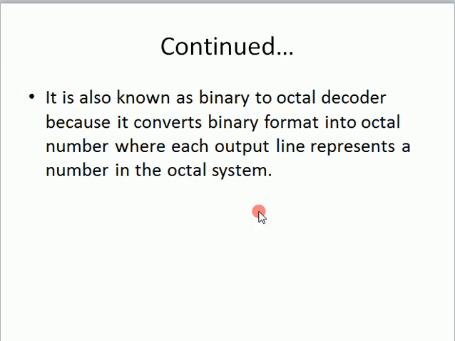This 3 to 8 line decoder is also known as the binary to octal decoder because it converts binary format into the octal number, where each output line represents a number in the octal system.